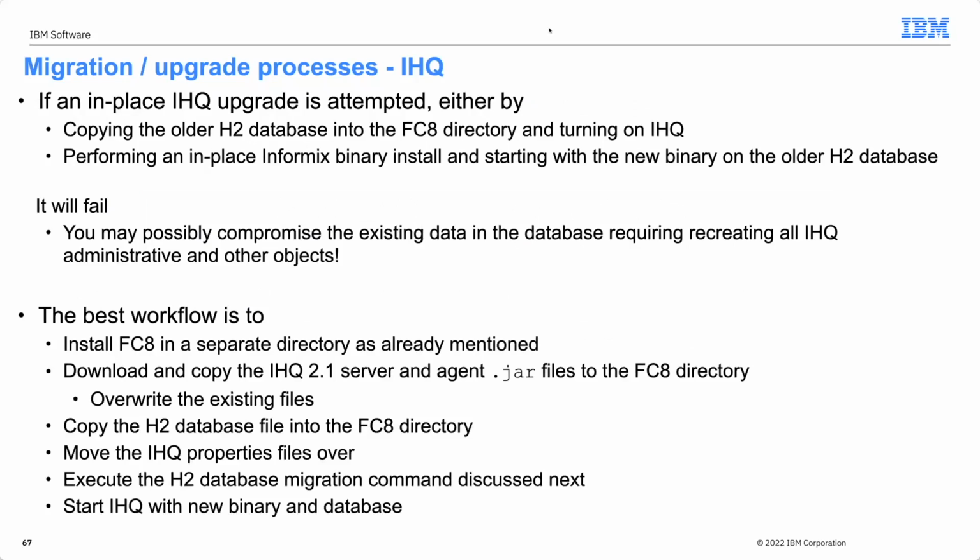And in the FC8 deep dive, I go into what that workflow is. You're going to want to copy in the 2.1 server and agent jar files. You're going to want to bring over the actual database file itself along with the properties files for both the servers and the agents. You'll then run the command that migrates the database to the new version. And once that's finished, then you'll start IHQ and it will come up and work properly.